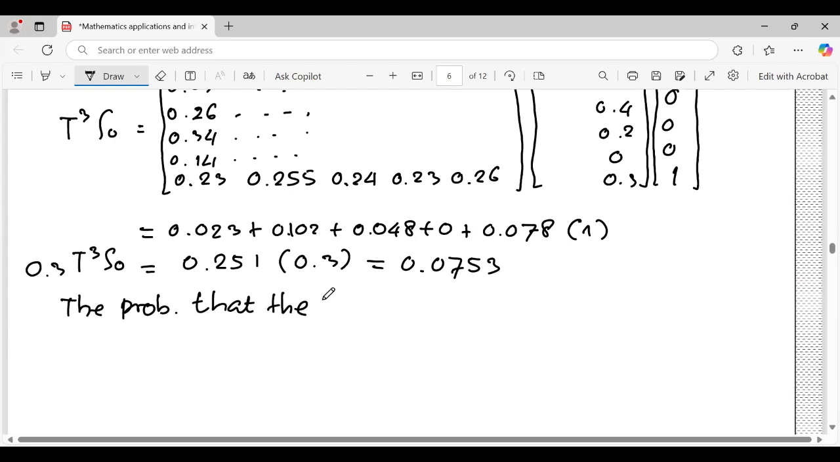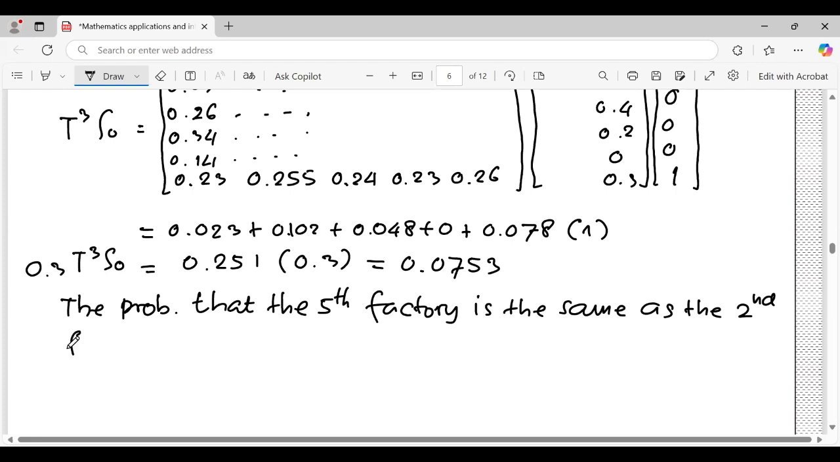So the probability that the fifth factory is the same as the second factory equals 0.1736 plus 0.0753 equals 0.2498.